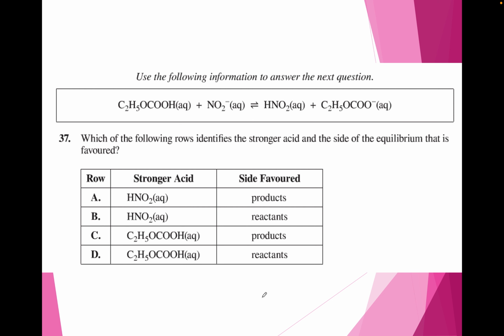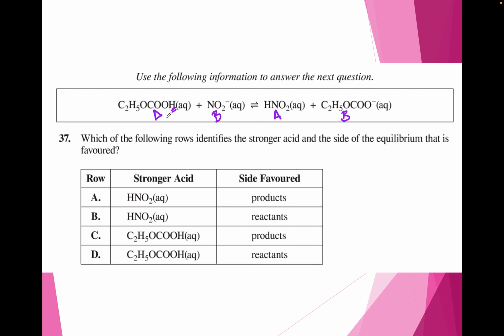This next one asks, which of the following rules identify the stronger acid and the side of equilibrium that is favored? So to find the stronger acid, you want to recognize your acids. So here's an acid, right? You can donate a hydrogen. NO2 is a base. There's no hydrogens to donate. Over here, this one is, again, an acid. And your C2H5OCOO negative is a base.